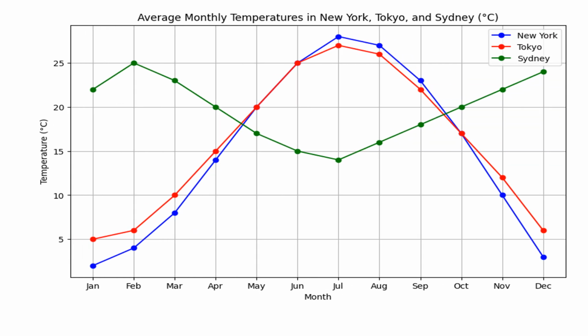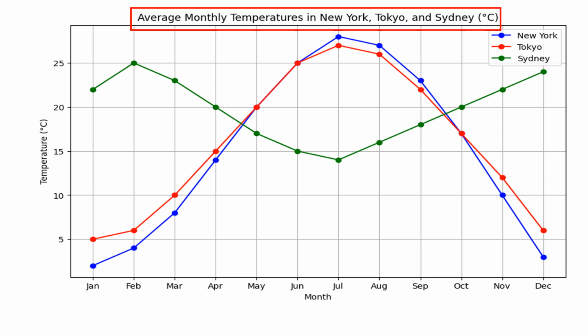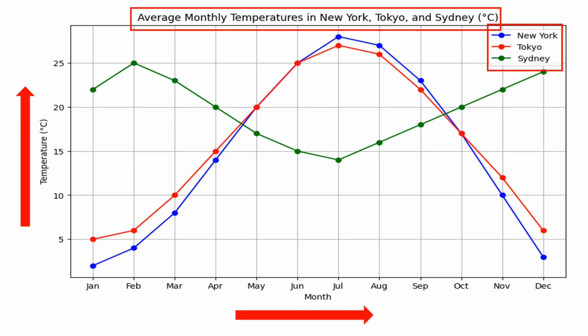Now, let's turn our attention to the line chart. What key observation can we make from the data presented? The title of the chart under consideration is Average Monthly Temperatures in New York, Tokyo, and Sydney. The vertical side of the graph shows the temperature in degrees Celsius. Along the bottom, you can see the 12 months of the year. We can also see that we have 3 cities, New York in blue, Tokyo in red, and Sydney in green. So that's our line graph.